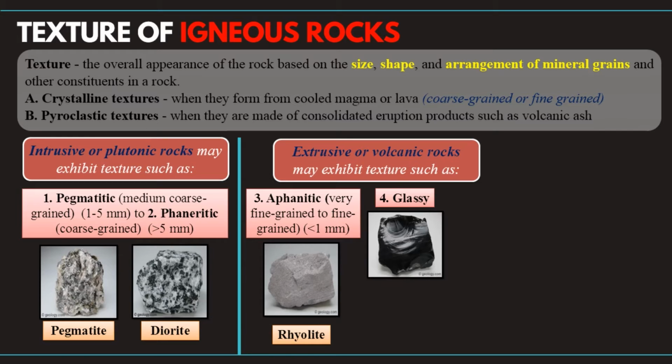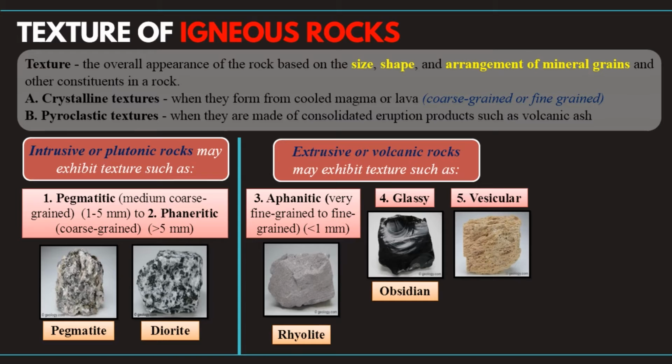And next we have the glassy texture, which is much smoother than the aphanitic texture. Obsidian has a smooth texture. It's very visible on the picture. And then we also have the vesicular type of extrusive volcanic rock. Vesicular texture has vesicles on its rock. Okay, this is an example of pumice.